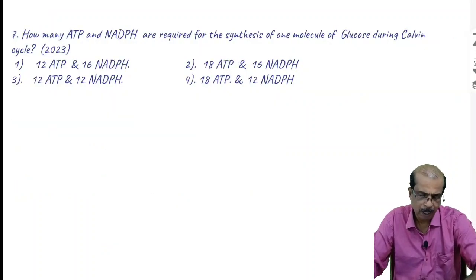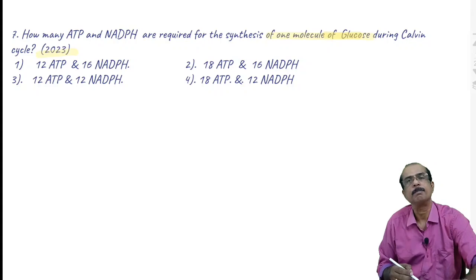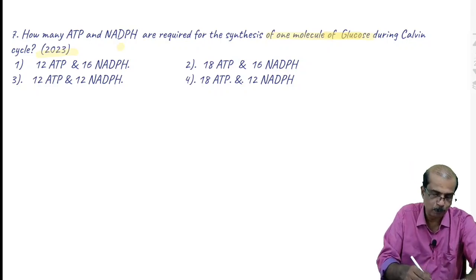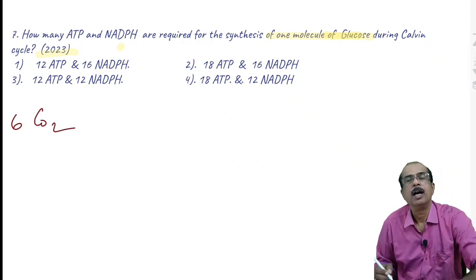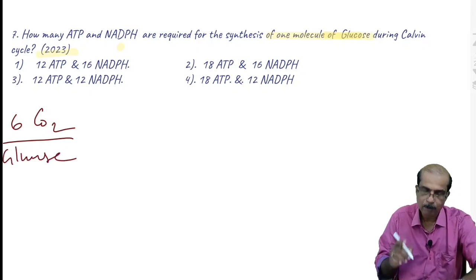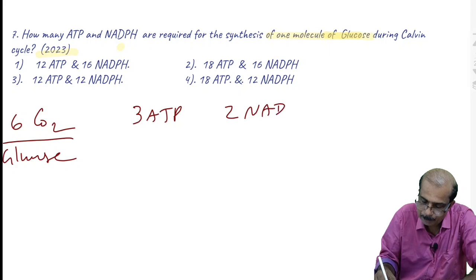Seventh one. How many ATP and NADPH are required for the synthesis of 1 molecule of glucose during Calvin cycle? 2023 NEET exam. For 1 molecule of glucose, we need 6 carbon dioxide molecules to be assimilated. So for 1 molecule of carbon dioxide fixation, we need 3 ATP molecules and 2 NADPH.